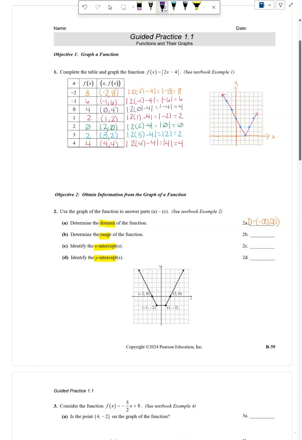Our range is from the bottom to the top, right? How tall? So our range begins at -2. And it's a filled in dot, so it touches that, and it goes to infinity, which we can never reach, so that's a parenthesis.